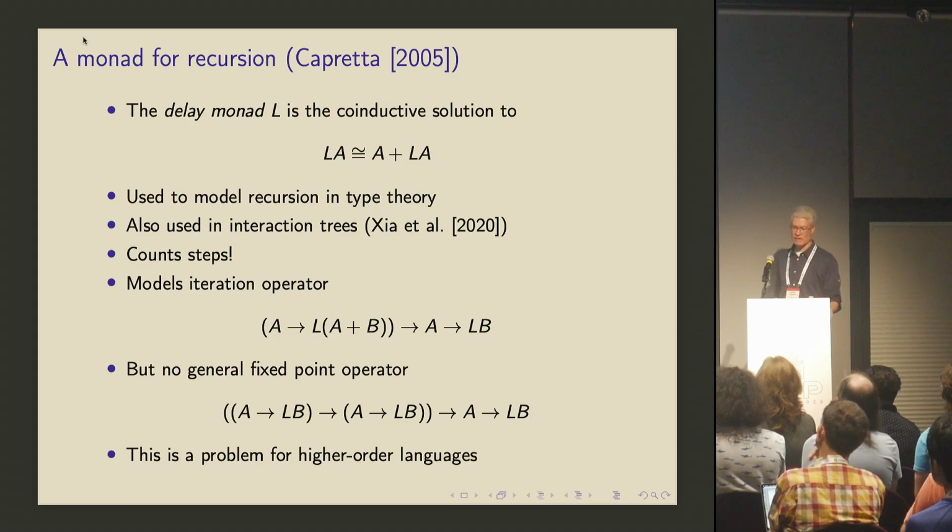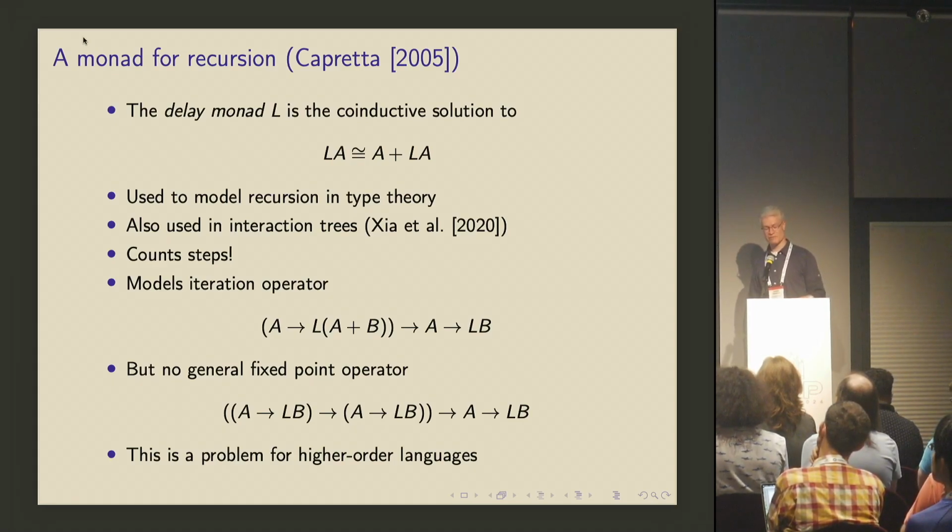And so Capretta suggested this as a model of recursion in type theory, and it has indeed been used this way, and it forms, I think, part of the foundation of interaction trees, which are also a successful way of modeling programming languages with many features. The one thing here is that it counts steps, so it's intensional compared to the domain-theoretic semantics that I was talking about before. Okay, and so I want to think of this as a monad for recursion.